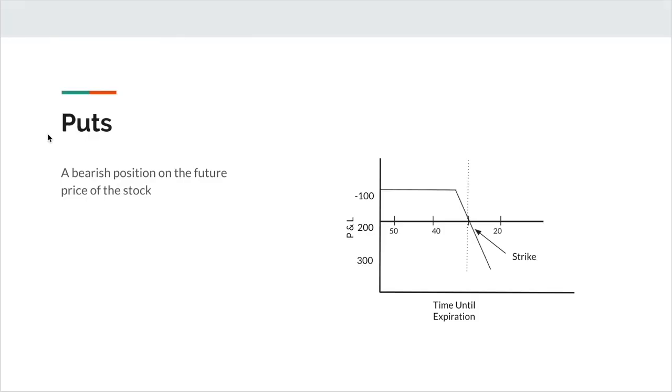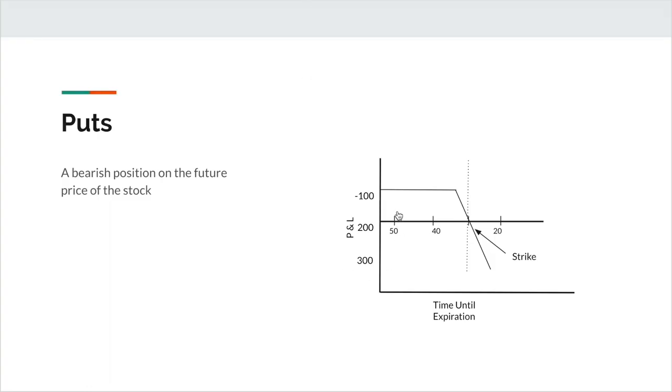On the flip side, there's something called a put option. Puts means that you have a bearish position on the future of the stock. You are not betting for the stock to go up. Instead, you are betting that the stock will go down in the future. That means you enter a contract for a lower strike price in the future than the current trading price.